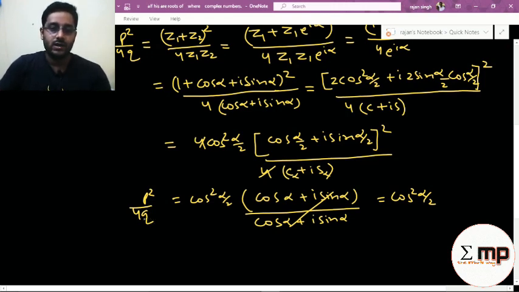So we'll meet in the next class. From there, we'll start the rotation theorem. Rotation theorem is also a very important thing.